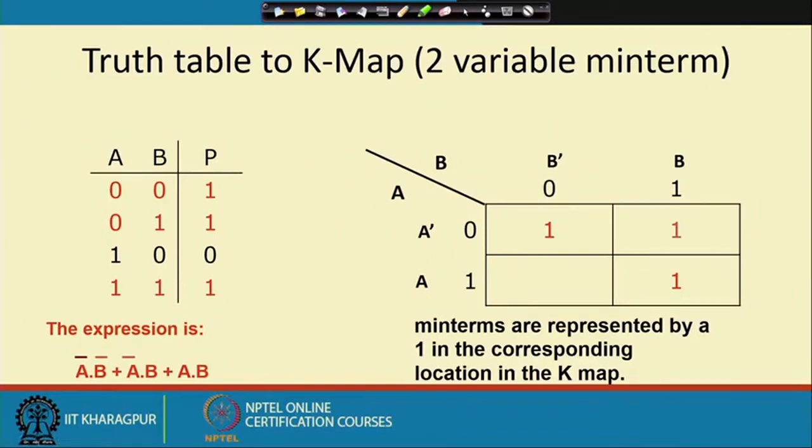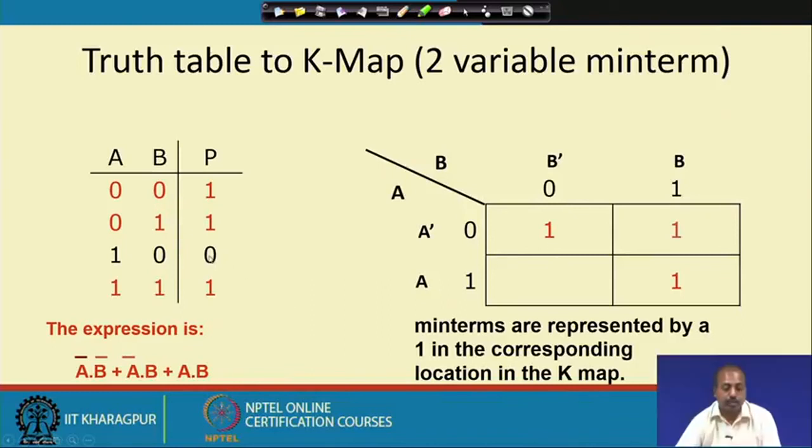Now, how the truth table gets represented in the form of a Karnaugh map. Okay. So, 2 variables, suppose this is the function. So, A B 0 0, 0 1, 1 0 and 1 1. For 0 0, 0 1 and 1 1 the value of the function is 1, otherwise it is 0. In the Karnaugh map, we represent the min terms by putting a 1 at the corresponding location of the Karnaugh map. So, these 3 1s were there, and these 3 1s we have put here. Okay. So, this is the representation of this truth table in the form of a Karnaugh map. So, min terms are represented by a 1 in the corresponding location in the Karnaugh map.